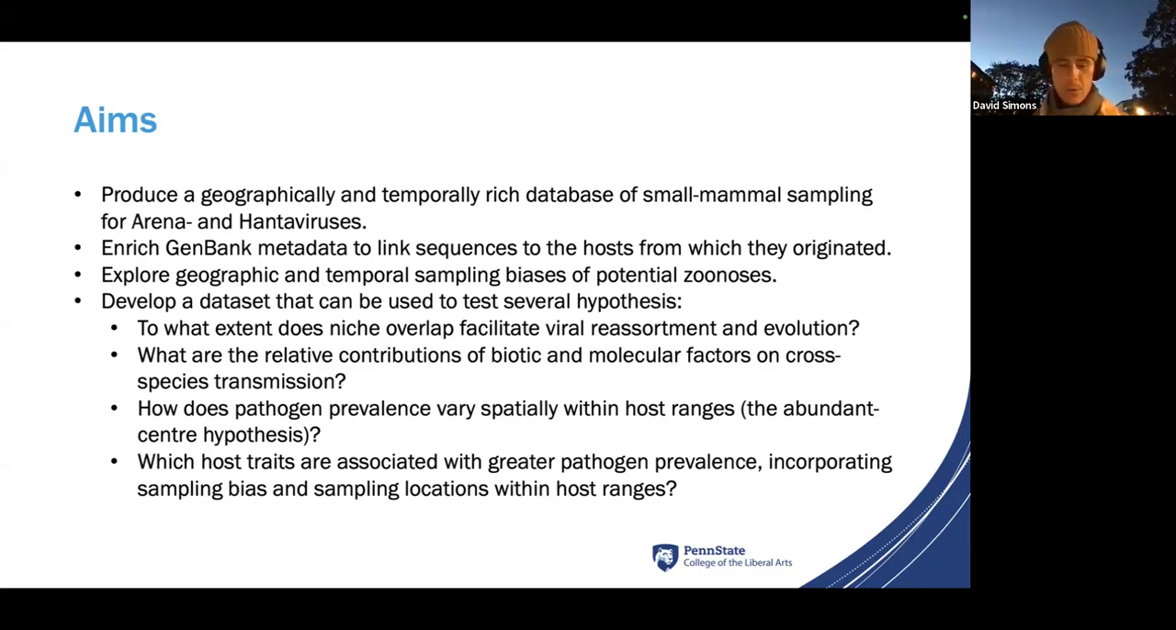And then looking at arenaviruses and hantaviruses, which generally have been thought about as one host diseases, one host pathogens. That's becoming a little bit more questioned recently. So can we look at some of these drivers of cross-species transmission and maybe any factors of adaptation among the viral genomes for those that are more or less likely to cross species barriers?